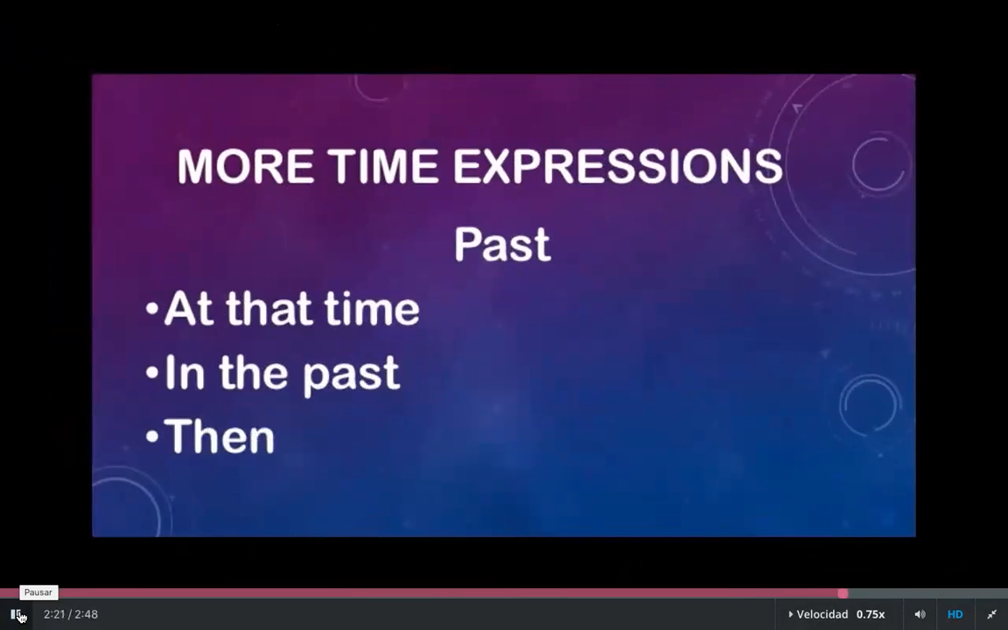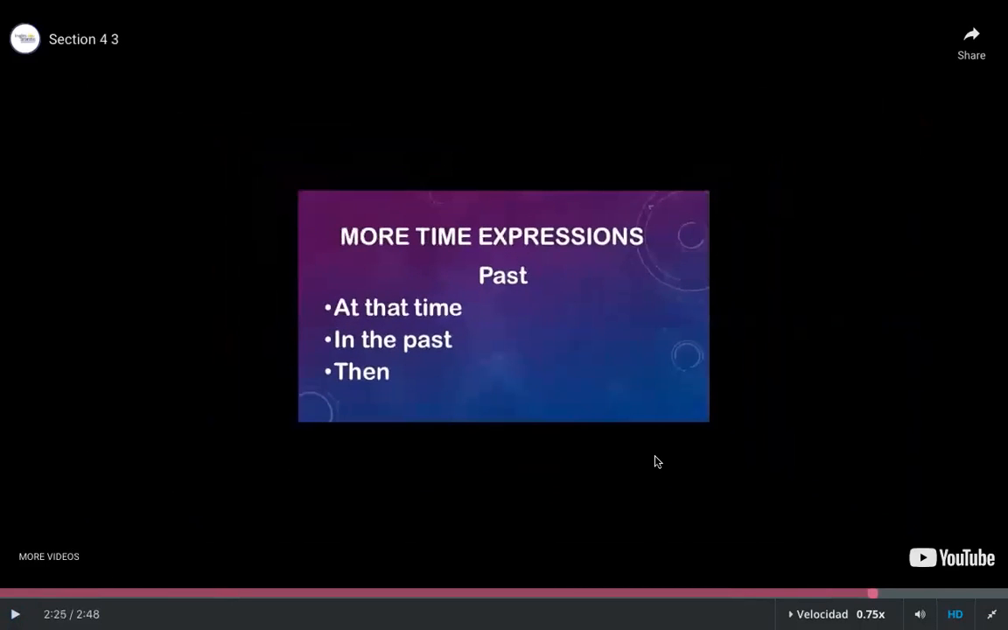We will now give you more time expressions that you may use with each tense. Past expressions: at that time, in the past, then. These expressions are to explain more in the sentence that we are giving, to show everyone that we are talking specifically in the past. We are not just using the verb in the past. We are adding other expressions that are a clear sign that we are in the past.